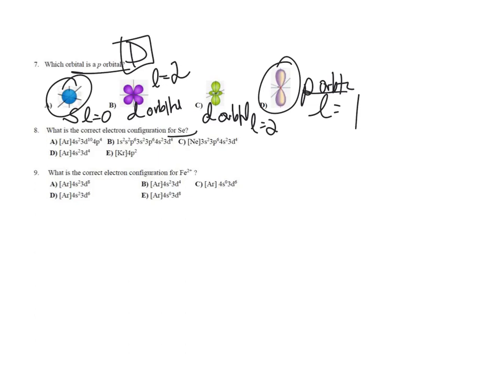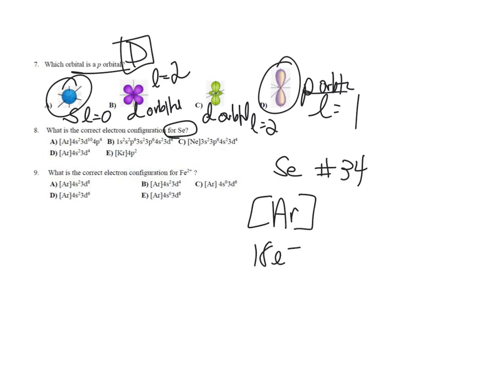Okay, so now we want to write the electron configuration for selenium. If I go and find selenium, I see that that's number 34 on the periodic table. And so I look to find the noble gas before, so that's argon. And argon has 18 electrons.